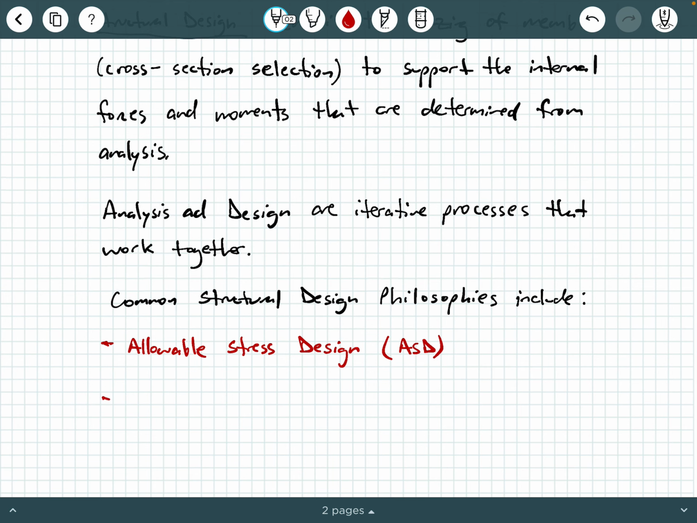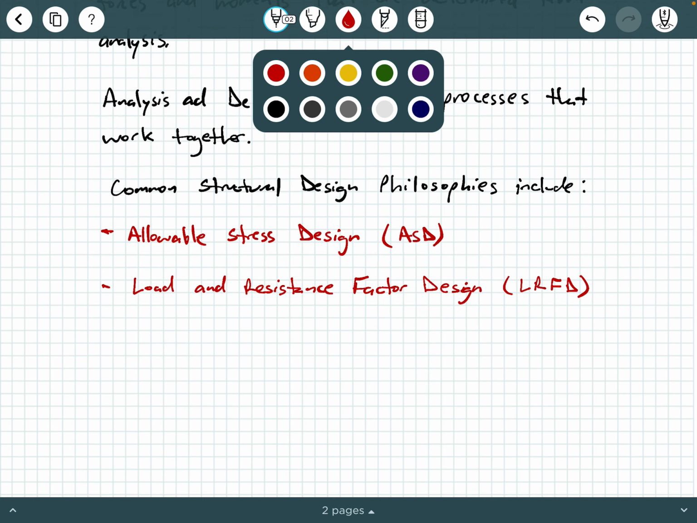A second common philosophy is called load and resistance factor design. And we abbreviate this LRFD, okay? Now, in LRFD, this is based on some more sophisticated probabilistic and statistical analyses that account for uncertainties in material properties, in some of the design theories, and fabrication and construction practices. So in LRFD, we don't bundle up our uncertainties into one number like we did in allowable stress design.